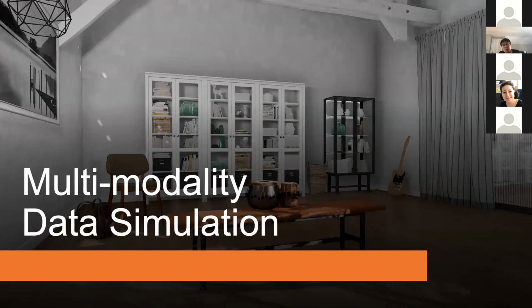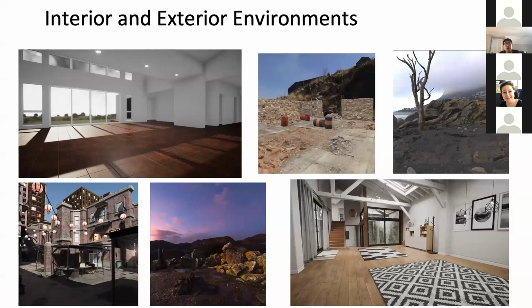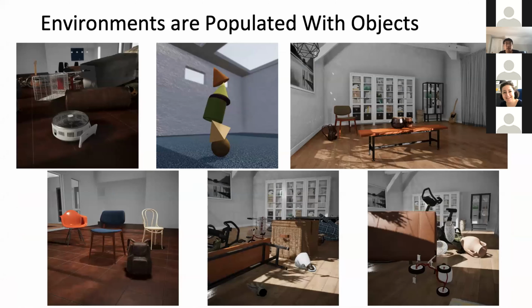So for the first part about the multimodal data simulation, the first thing in TDW is to start off with some type of environment. Our environment set spans both indoor and outdoor scenes, including several environments created from high quality photogrammetry sites. And all the environments are then populated with objects from high quality 3D models. So these models can be placed in various ways, and the researcher can simply write their own controller to suit the needs of individual scenes.